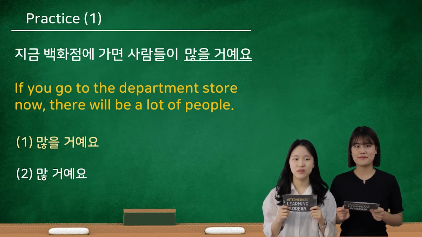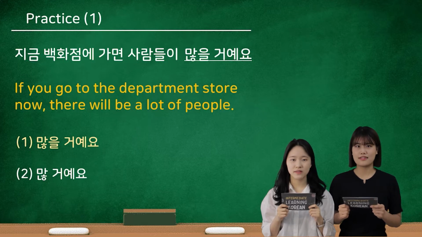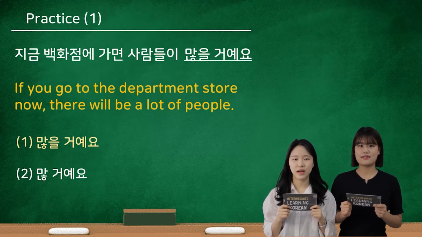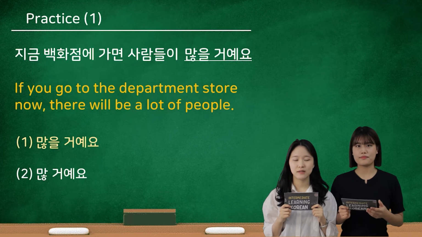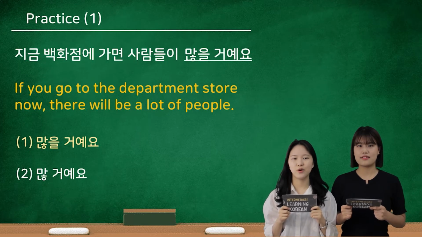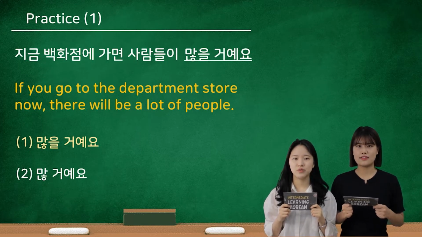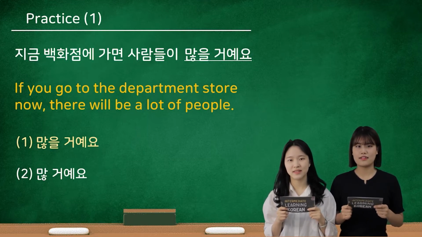Let's read it together. 지금 백화점에 가면 사람들이 많을 거예요. One more time. 지금 백화점에 가면 사람들이 많을 거예요. Everyone, is it easy? I hope you also try to solve the problem by making sure whether the verb has a final consonant or not.